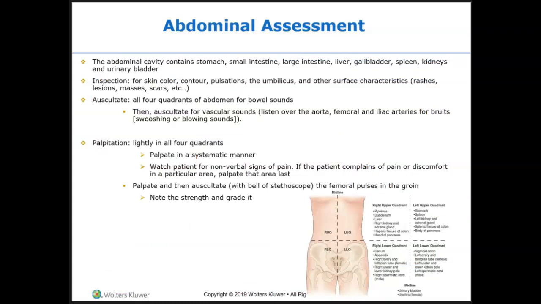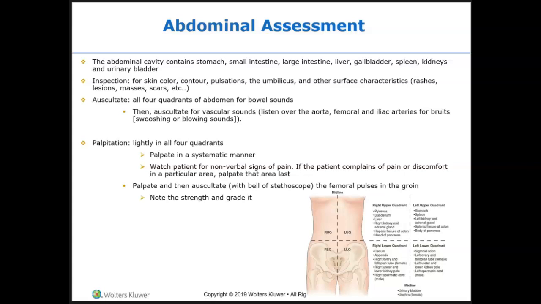Assist the patient in the supine position and expose the abdomen. Cover any exposed area other than the one being assessed. First thing you're going to do is inspect the abdomen for skin color, contour, pulsations. Look at the umbilicus. Look at the surface for rashes, lesions, masses, scars, tattoos, piercings, etc. Then you're going to auscultate all four quadrants of the abdomen for bowel sounds.